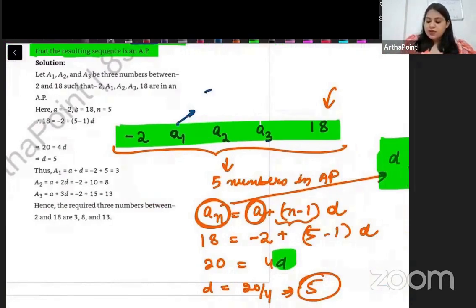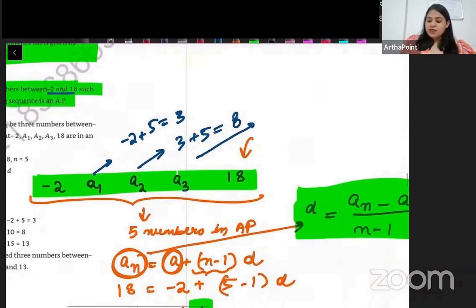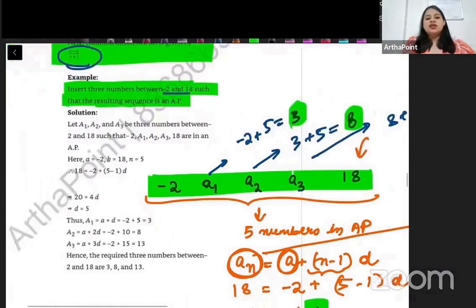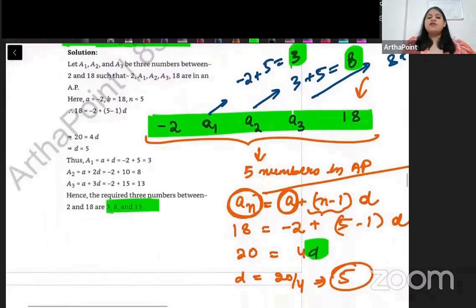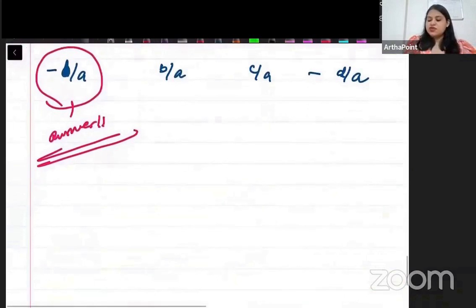So A1 will be -2 plus 5. A2 will be 3 plus 5. And A3 will be 8 plus 5. So the 3 terms that you have inserted will be 3, 8, and 13. These will be the 3 terms that you have inserted. These are the only important things that you will need from arithmetic progression. Okay. Now let us start doing some exercise questions.